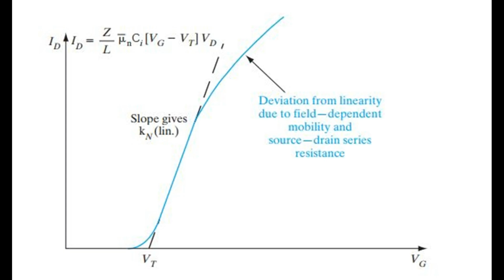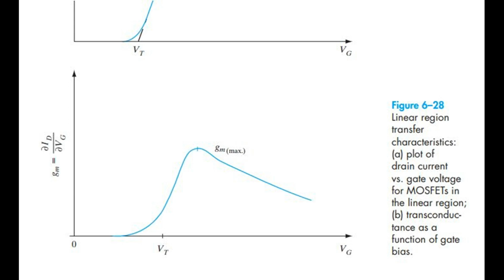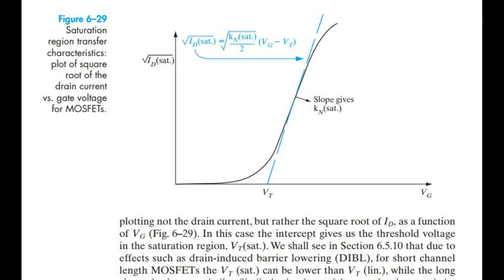Figure 6.28. Linear region transfer characteristics. A. Plot of drain current versus gate voltage for metal oxide semiconductor field effect transistor in the linear region. B. Transconductance as a function of gate bias. Figure 6.29. Saturation region transfer characteristics, plot of square root of the drain current versus gate voltage for metal oxide semiconductor field effect transistor. In this case the intercept gives us the threshold voltage in the saturation region, Vt,sat.